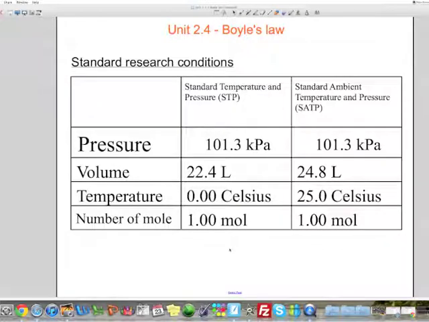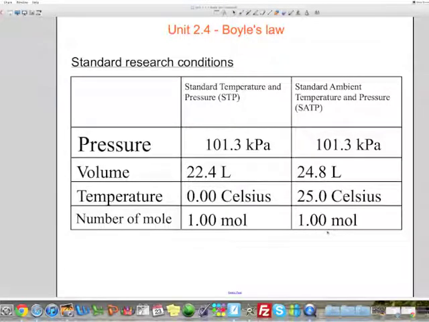Now, obviously, it's not easy to work at 0 degrees Celsius in lab conditions. So eventually they said, okay, we have to change these parameters, and let's call a new set of values SATP, for standard ambient, which means room, temperature and pressure. So at room temperature, what are the parameters? Well, the pressure is still 101.3 kilopascal. The volume is now 24.8 liters. Ambient temperature is 25 degrees Celsius or 298 Kelvin, and we still work with 1 mole of gas.